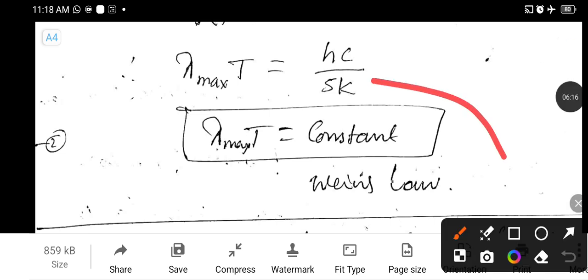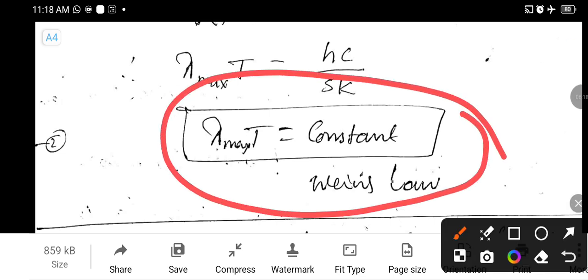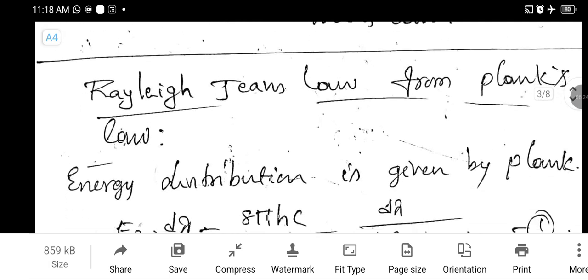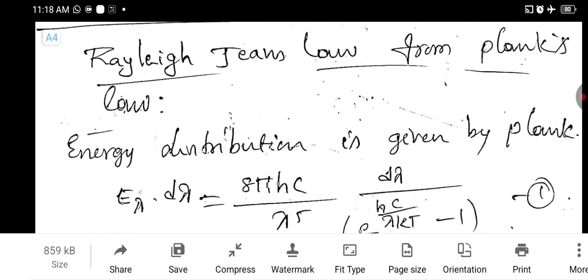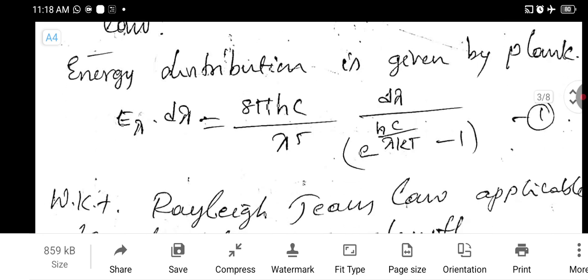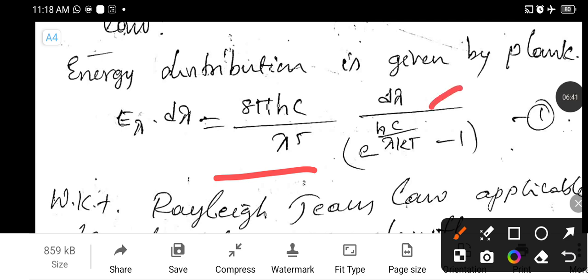Hence, Wien's displacement law. As we move further, how can we derive the Rayleigh-Jeans law from Planck's law? As we know, the energy distribution for Planck's law in terms of wavelength is given by this formula: 8πhc/λ^5 dλ into 1 over e to the power of hc/λkT minus 1. Let it be equation 1.